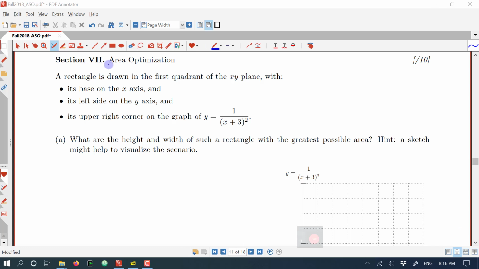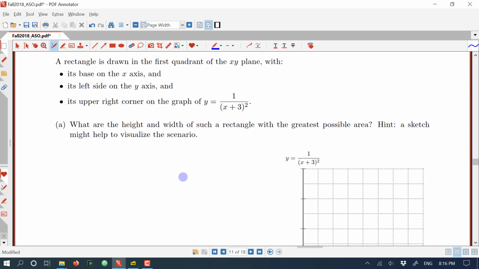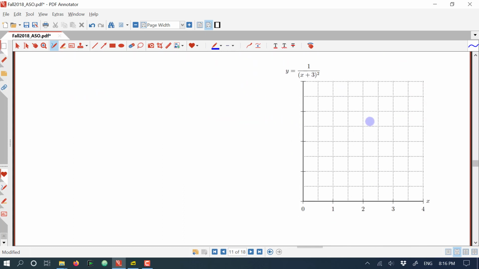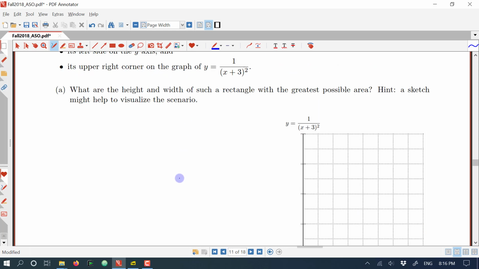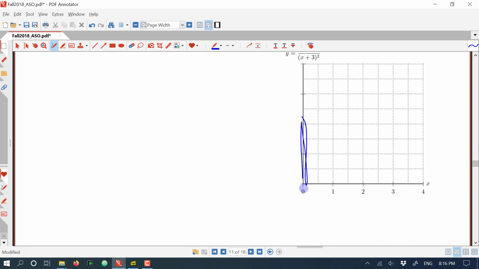In this video, we'll look at the solution to section 7 of the 2018 exam, the optimization problem. The scenario is that we have a rectangle drawn in the first quadrant of the XY plane, and we have a little diagram space here for that. The base is going to be along the x-axis, and the left side is along the y-axis, so we'll have something like that.